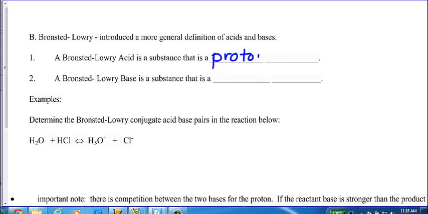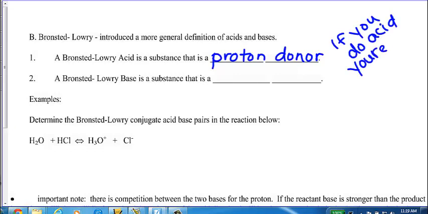Remember, if you do acid, you're a loser. Meaning you lose protons, right? So if you do acid, you're a loser, you lose protons. So proton is simply just an H+. So really the Bronsted-Lowry acid is the same as the Arrhenius acid. The only difference is we use the word proton instead of the word H+.